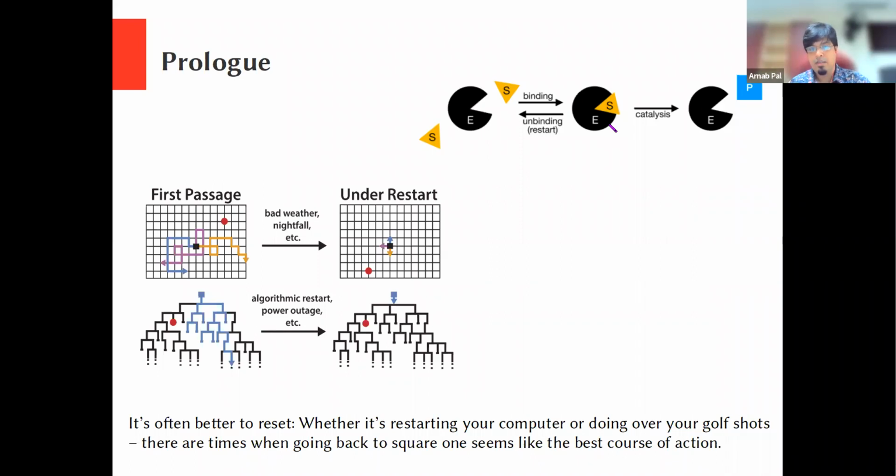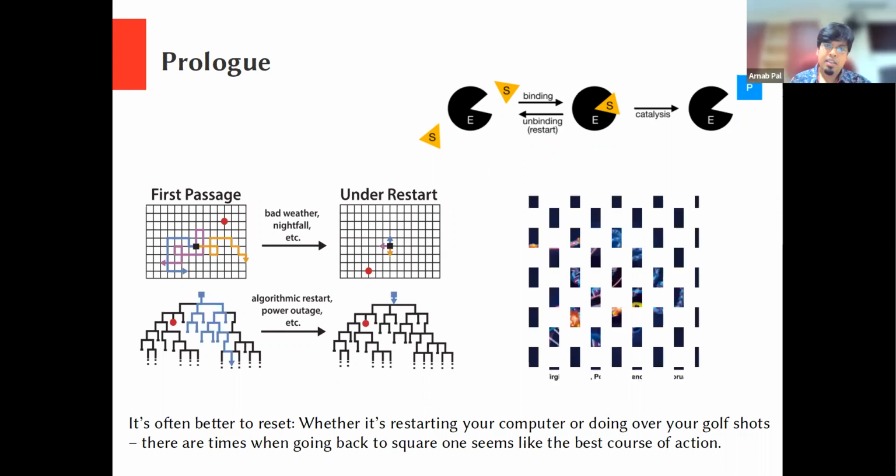Either catalysis can happen, or an unbinding event can happen, which basically releases the enzyme from the substrate. So the enzyme is again free to operate with another substrate. I hope that by the end of the talk, I will be able to convince you this unbinding event is exactly like a restart event. This will be one of the main things I would like to convince you of.